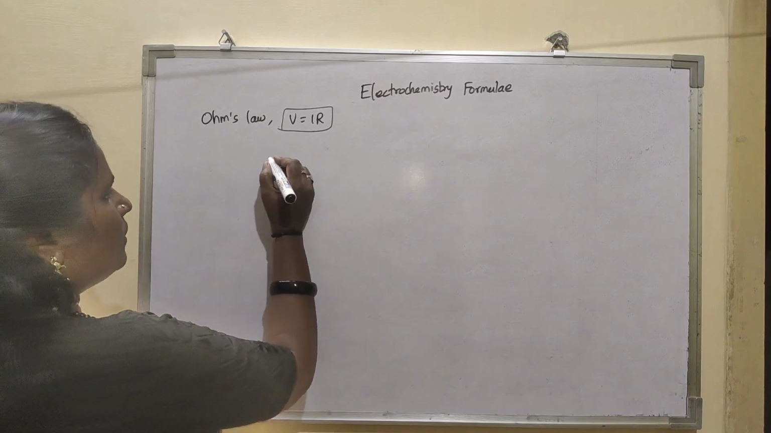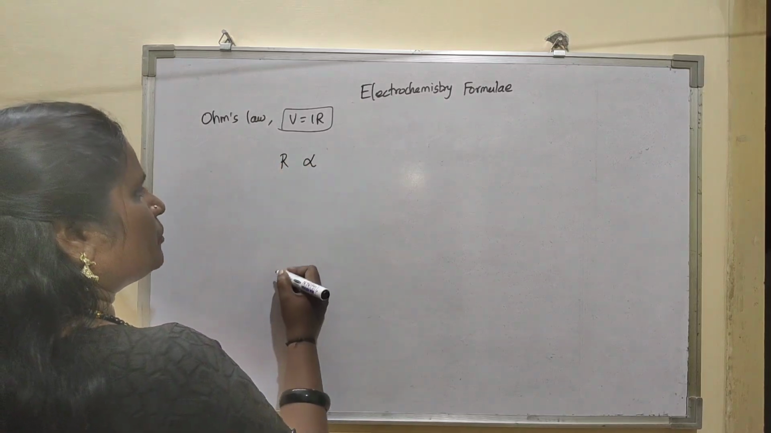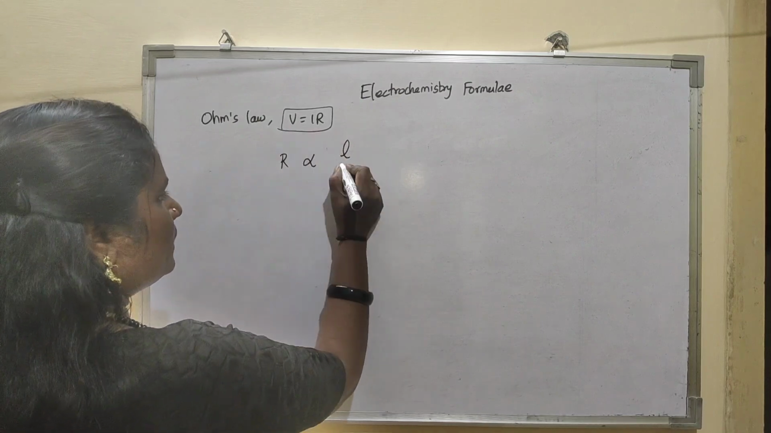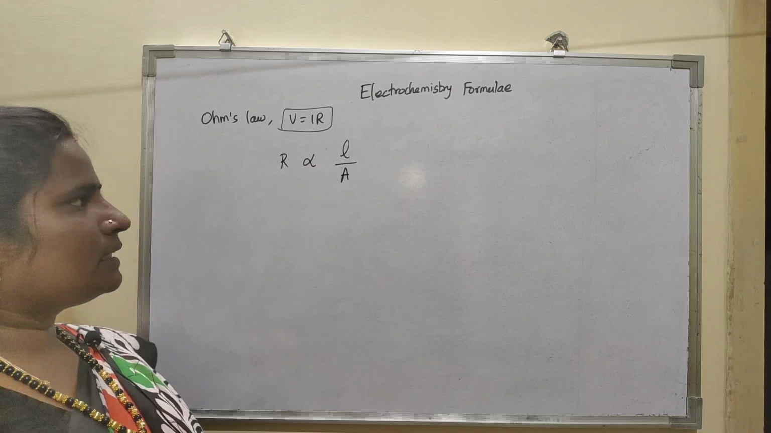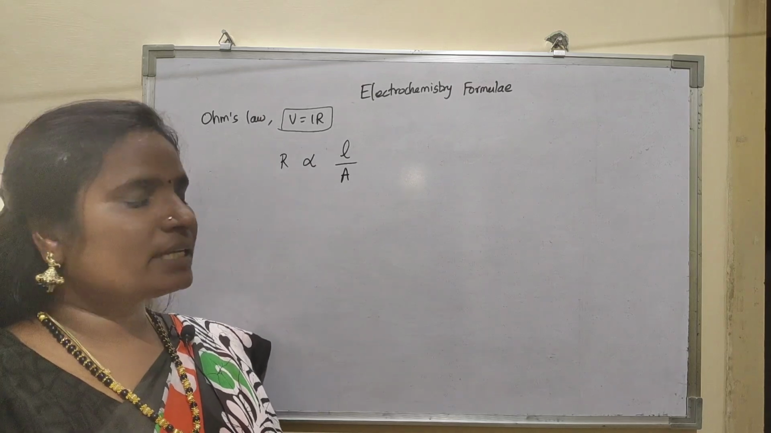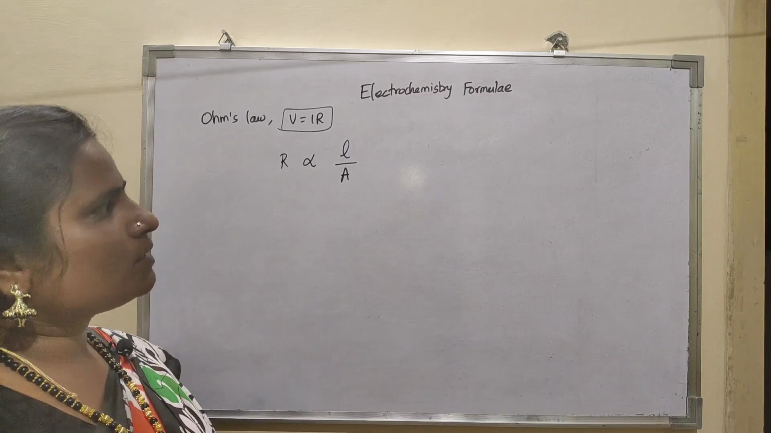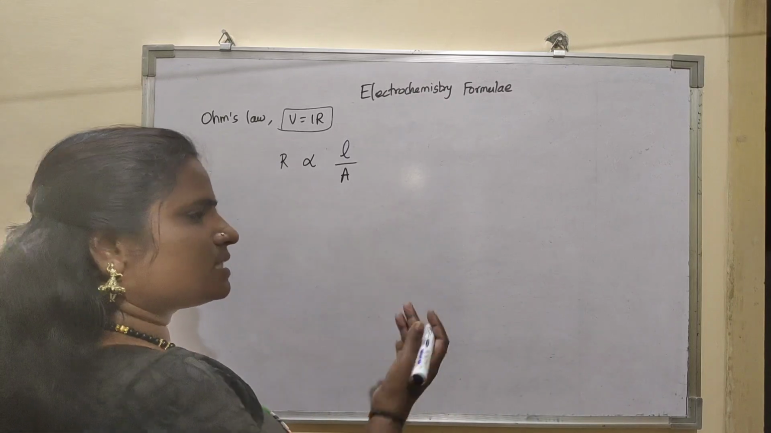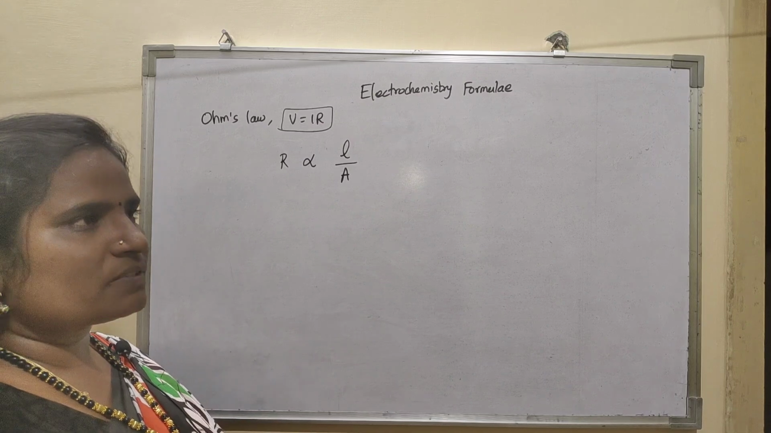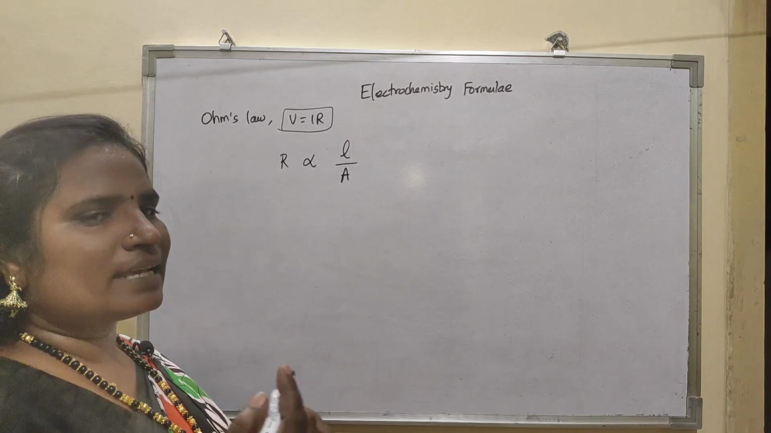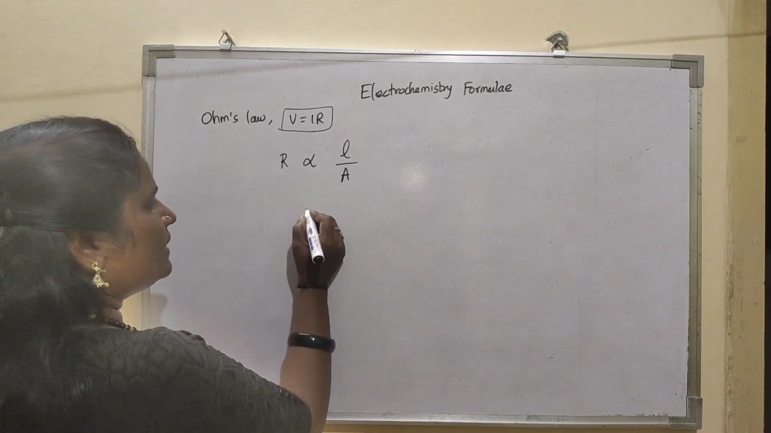So this resistance is directly proportional to L and inversely proportional to A. For metallic conductors, L is the length of the wire, A is the cross-sectional area of the wire. But in the case of an electrolytic conductor, L is the distance between the two electrodes, A is the cross-sectional area of the electrode, because we deal with the electrode and electrolyte in electrolytic conductors. So this is directly proportional.